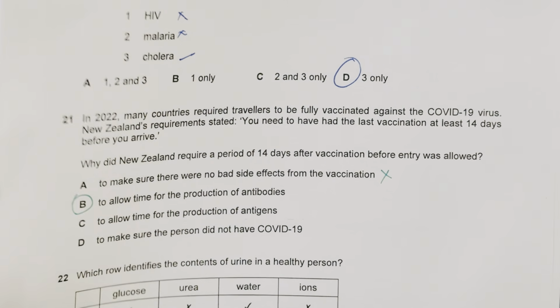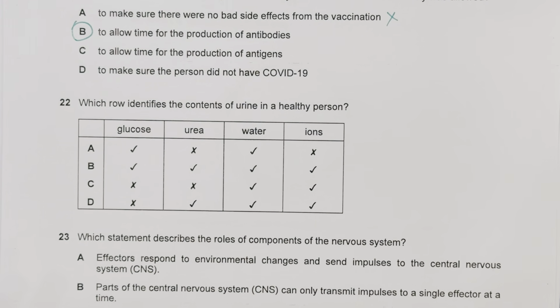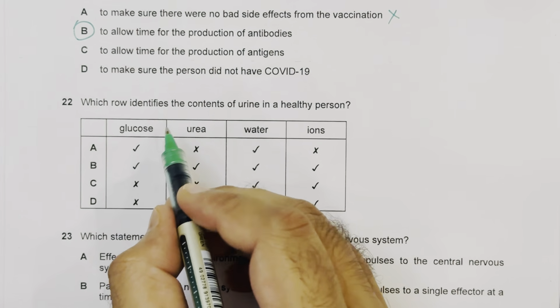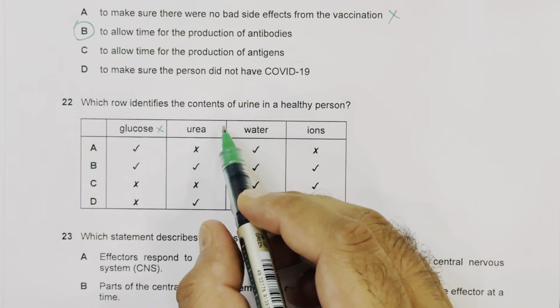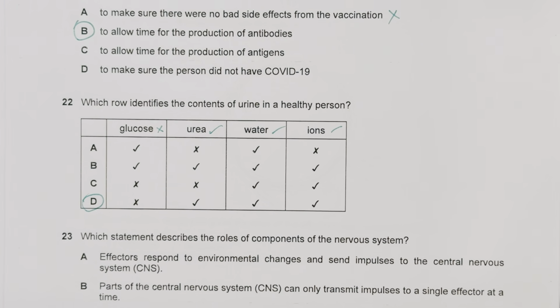Moving to question number 22, which row identify the contents of a urine of a healthy person? Okay, it should not contain glucose. Okay, it should contain urea, water and iron. So option number D is carrying all those options. So this is the right statement.